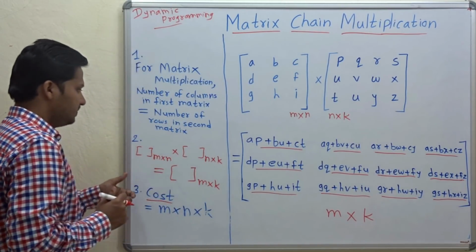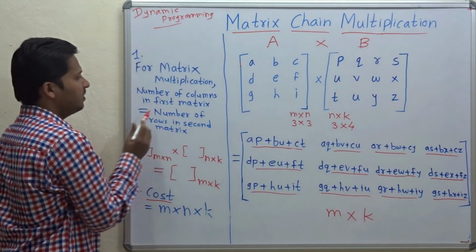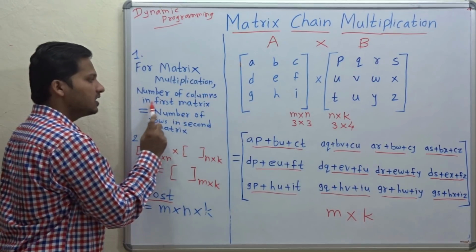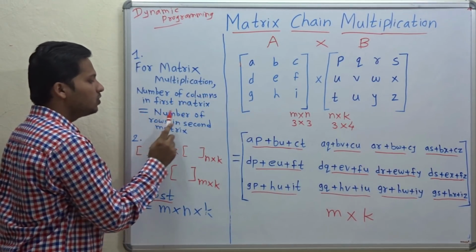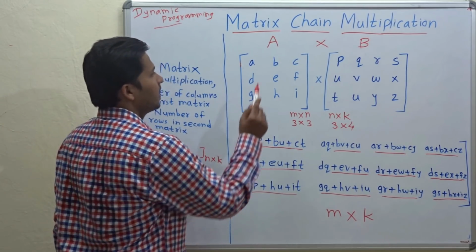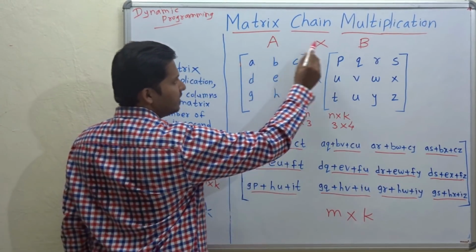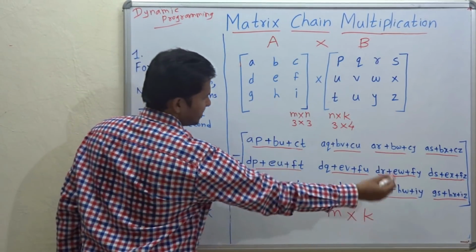Okay, so let's see. The first rule is, for matrix multiplication, the number of columns in the first matrix is equal to the number of rows in the second matrix. So let's see what it is. Here A is multiplied with B. So A into B gives you this matrix.